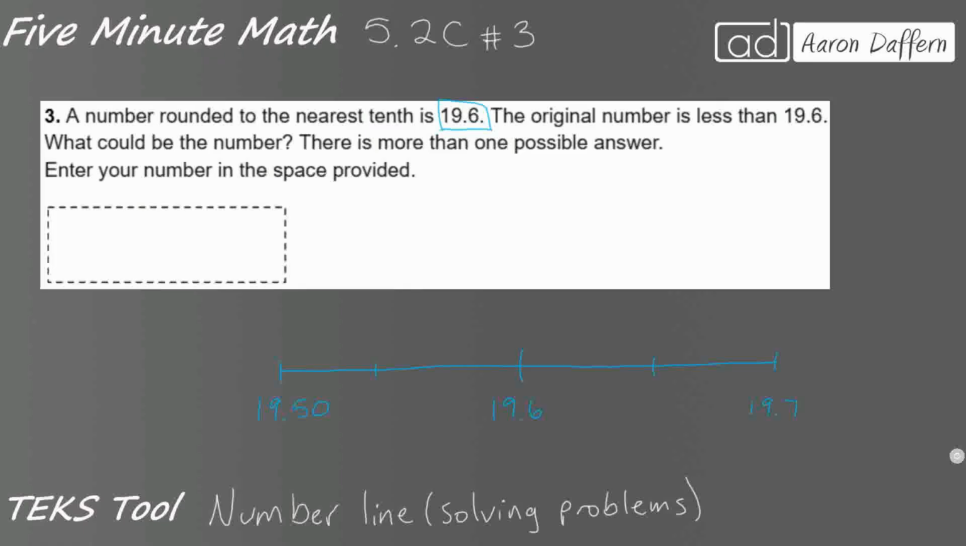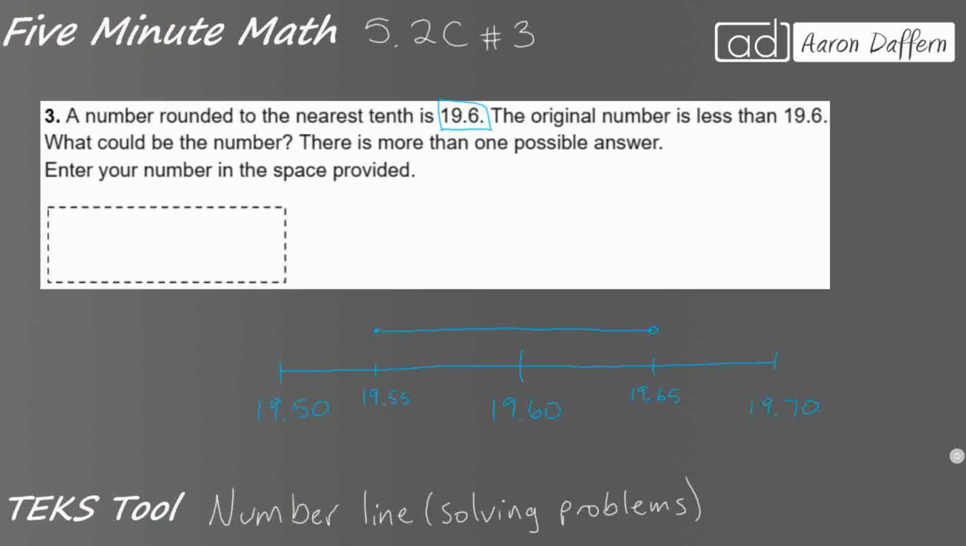Well, if we're rounding to the tenths, that means the hundredths is going to come into play. So let's add zeros, because now I can find a midpoint between 19.50 and 19.60. That's pretty easy. 19.55. Then I can find a midpoint between 19.60 and 19.70. 19.65. So anything that's going to land between here and here. And I'm going to put an open circle on 19.65 because 19.65 would actually round up to 19.70.